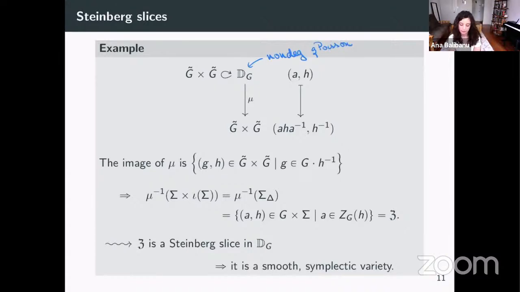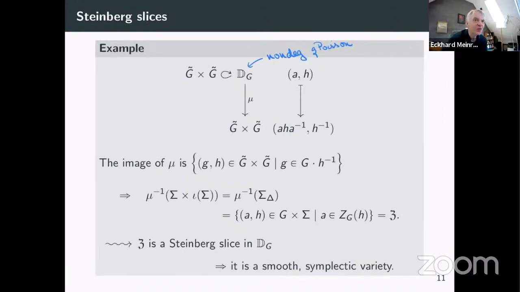So this means that the universal centralizer is symplectic. I'm wondering, I probably keep asking this. I prefer to think of this DG as a kind of groupoid, like a quasi-symplectic groupoid. And I would assume that this mu inverse of sigma delta is now a subgroupoid, so it's probably a symplectic groupoid.